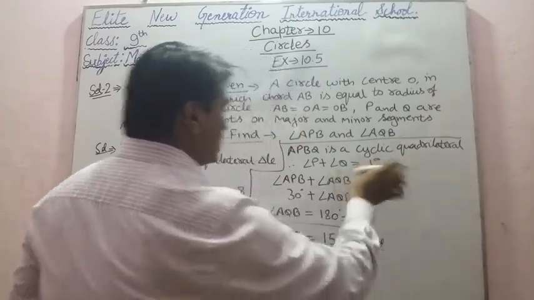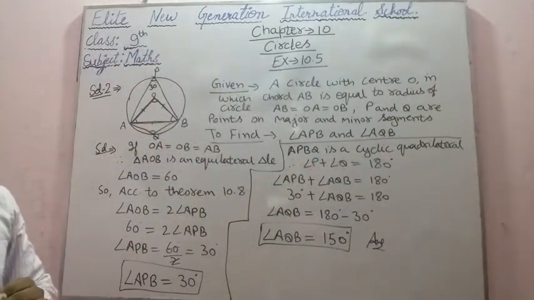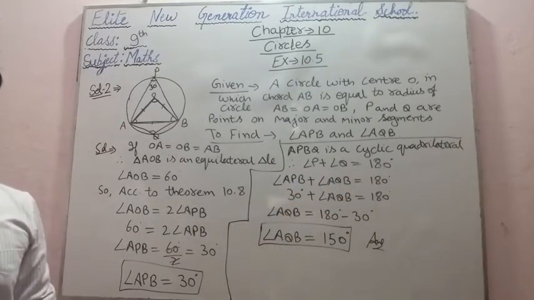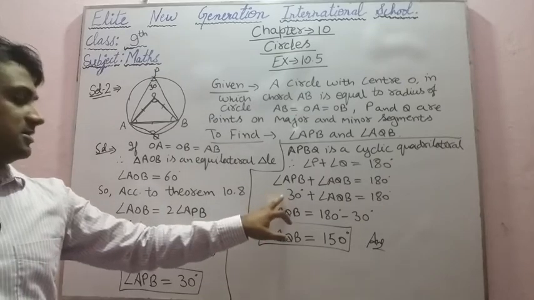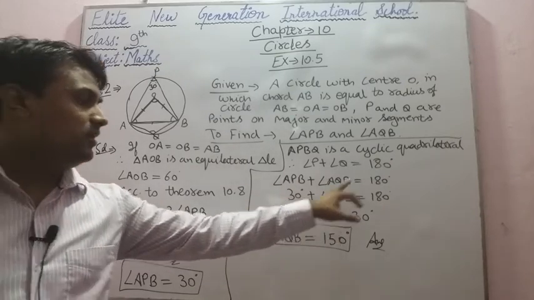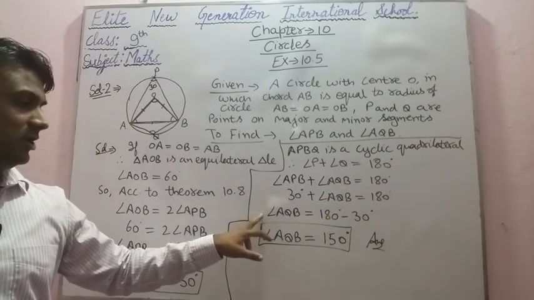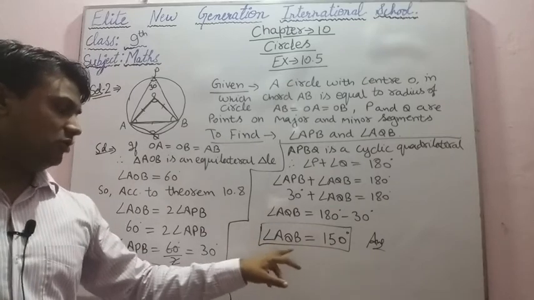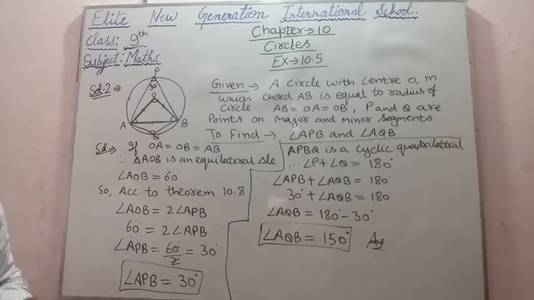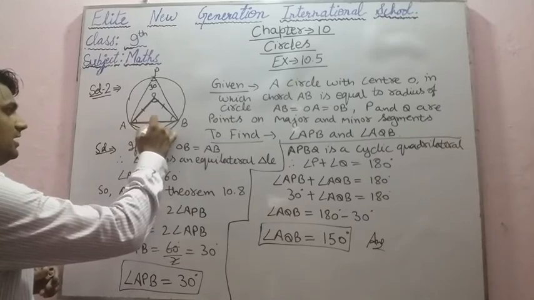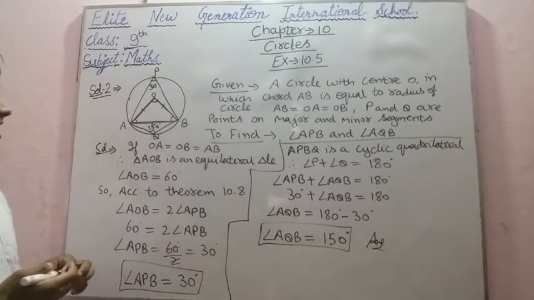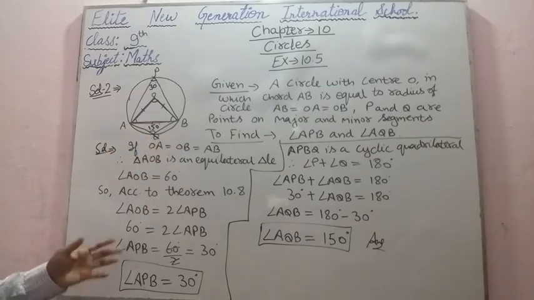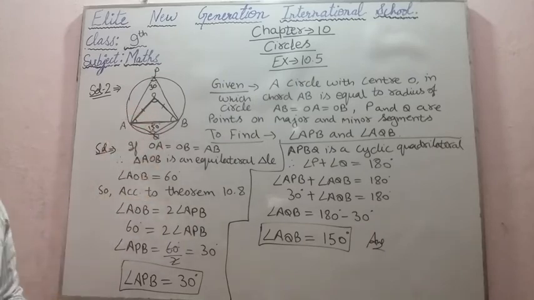So by the theorem we can say angle P plus Q equals 180, or angle APB plus angle AQB equals 180. Now putting the value of APB, it is 30 degrees, plus angle AQB equals 180 degrees. So angle AQB will be equal to 180 minus 30, so it will be 150. So angle AQB will be 150 degrees, or the angle on the minor segment will be 150 degrees. In this way we can find the values of these two angles.